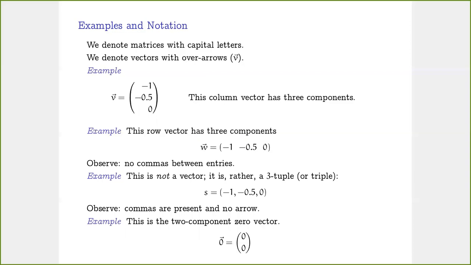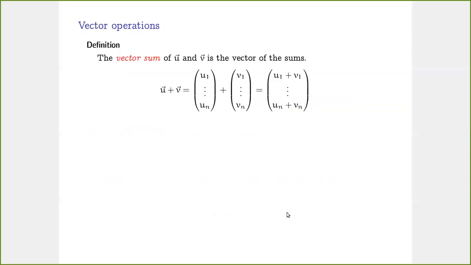The symbol for it is typically a 0 with an arrow over it, and it has all 0 entries. Okay, what are those operations we can do with vectors? Well, we can add vectors. Here's the general form of the vectors u plus v, and you can see that each one of these has n components, and we add them component by component. The sum has components u1 plus v1, u2 plus v2, u3 plus v3, down to the last component, un plus vn.